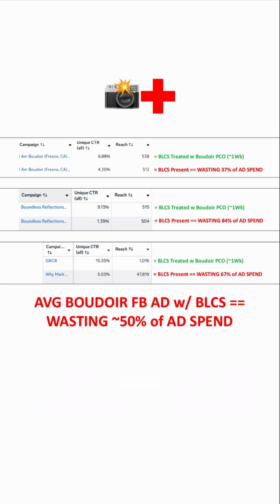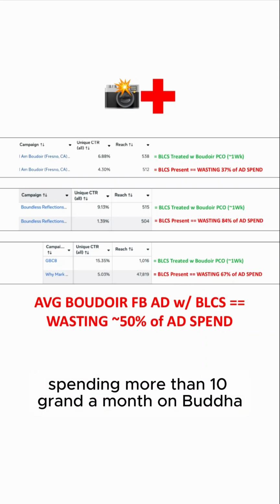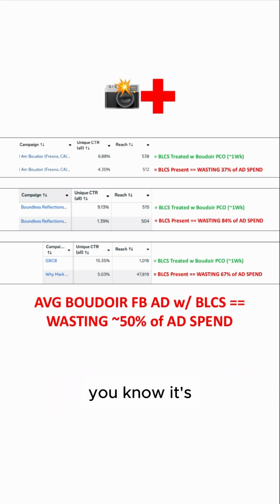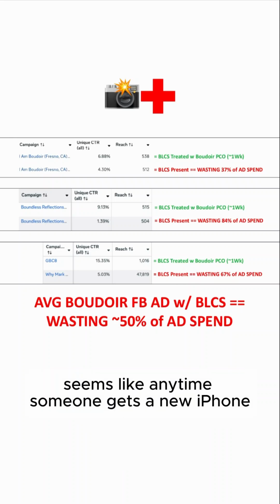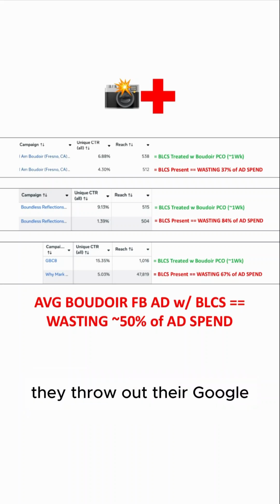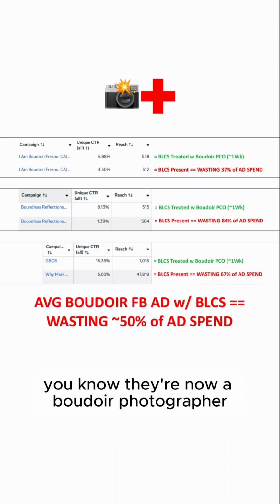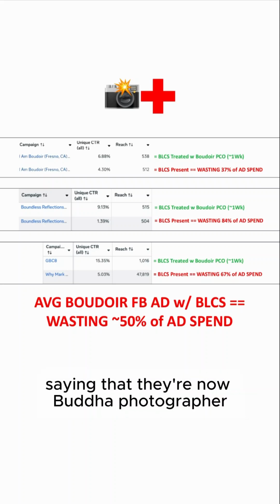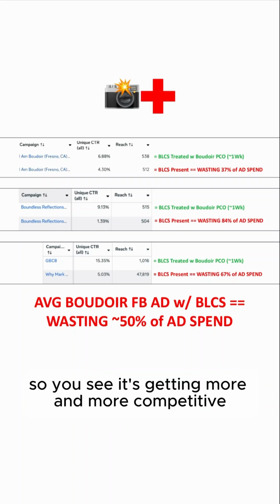And you're taking a look at the marketplace. You're spending more than 10 grand a month on boudoir Facebook ads, and you're seeing it's become more and more saturated with more and more boudoir photographers day after day. Seems like anytime someone gets a new iPhone, they throw up their Google My Business profile saying they're now a boudoir photographer. And anytime someone gets a new camera, they're posting in the mom group saying they're now a boudoir photographer and offering sessions. So you see it's getting more and more competitive.